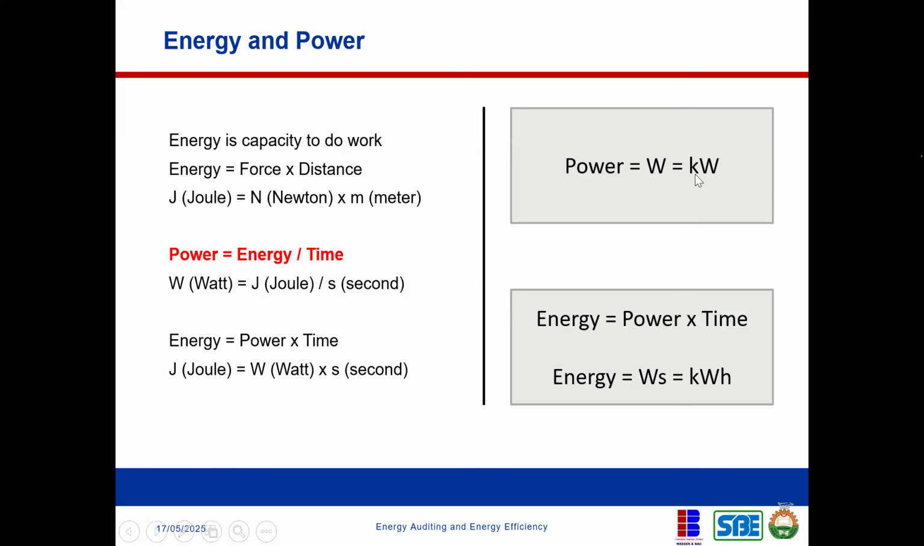Power is measured in kilowatts. So these are the basic units for power and energy. Power is measured in kilowatts, right, or watts. If you want to convert watts to kilowatts, you divide by 1,000. Then you have kilowatts. Whereas energy is measured in watt second or kilowatt hour. So this is the unit of energy, and this is the unit of power. Please, let's take note of this.